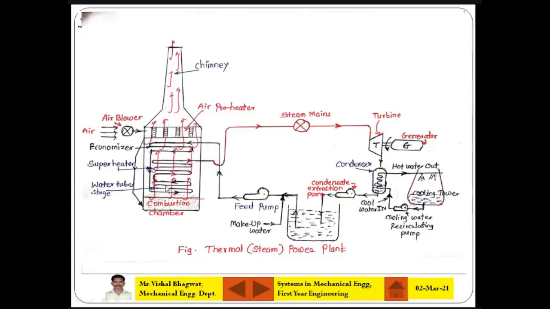Water tube stages, which is very close to the combustion chamber. Water tube stage, this one. Then the second stage is the superheater stage. Third stage is the economizer, and fourth stage is the air blower or air preheater. There is an air blower which will suck atmospheric air and send it into the air preheater section. What is happening inside the air preheater?